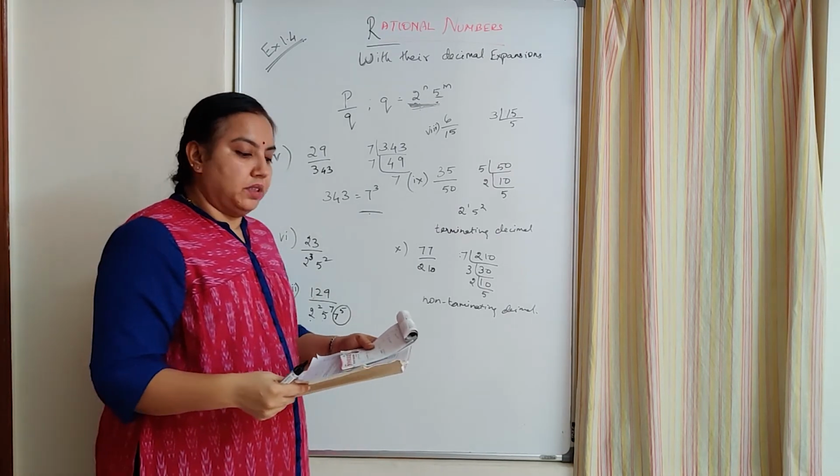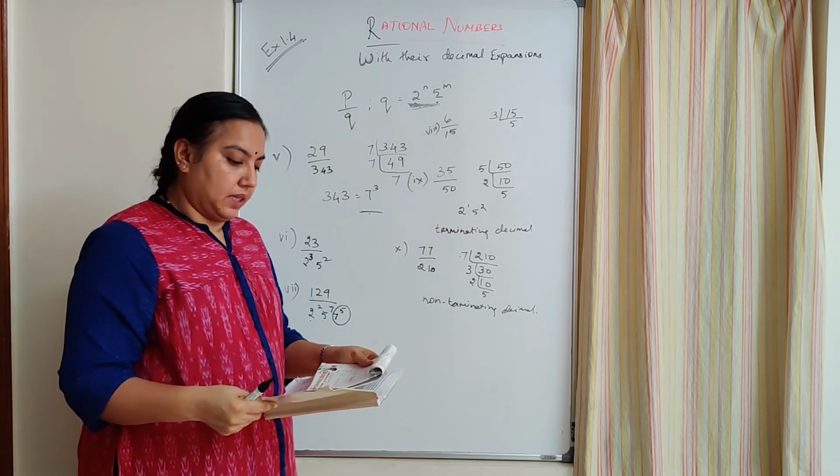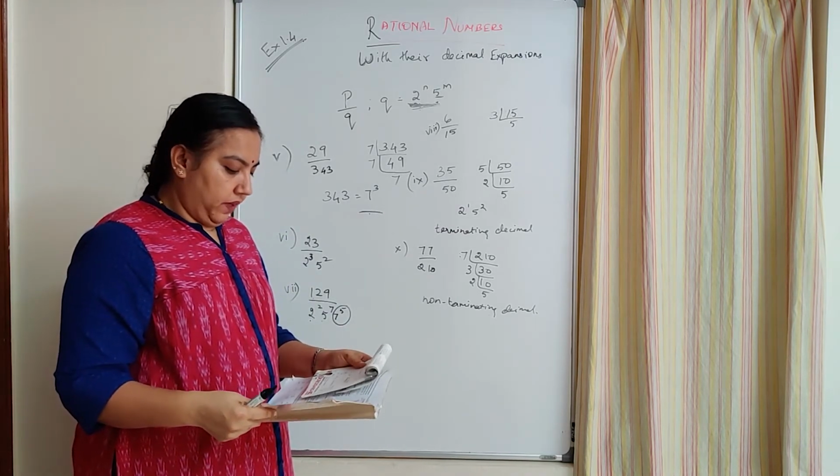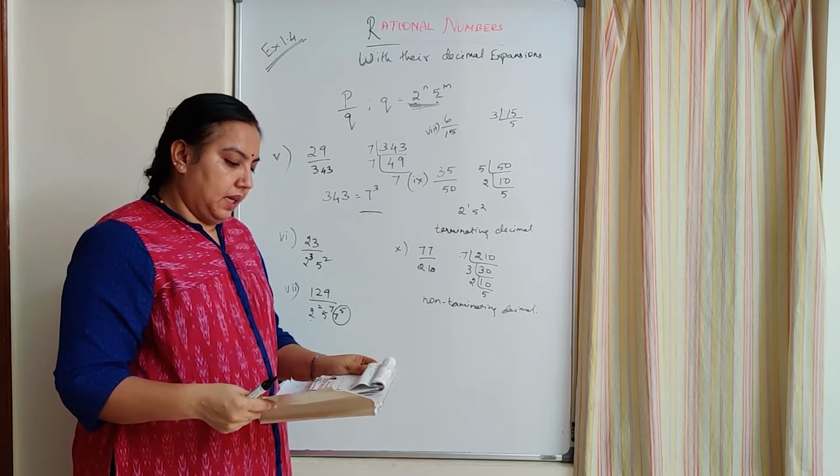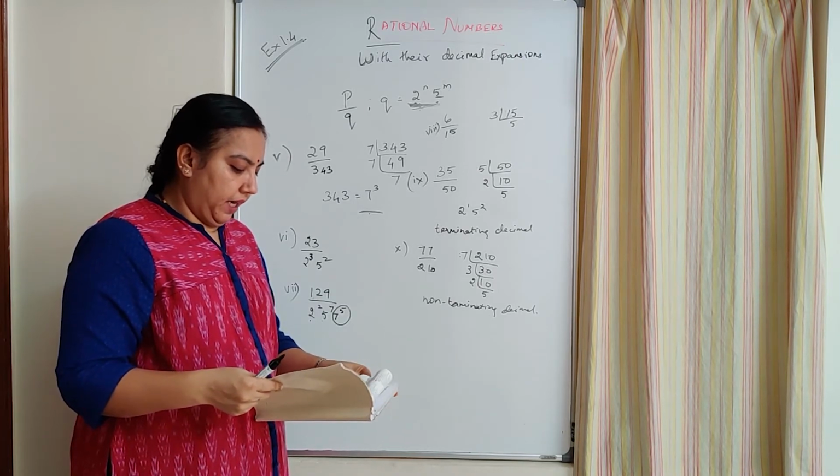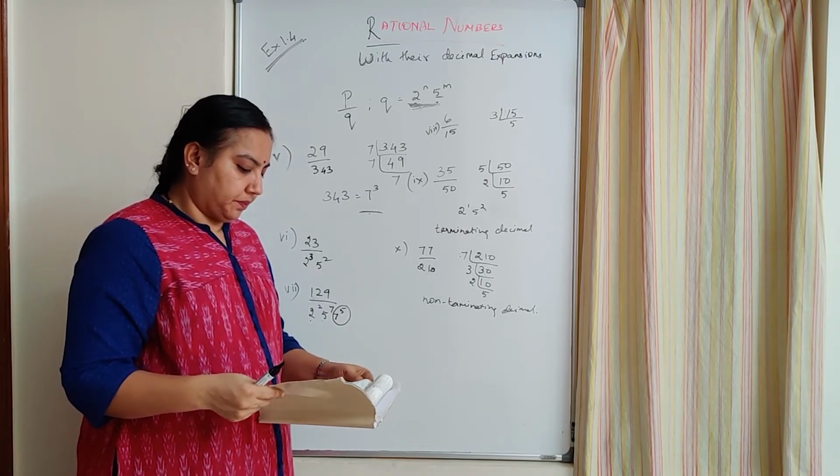And now we are going to the second question. They are asking you to prove that it is giving a terminating decimal as a result. Okay, they have to divide and prove it.